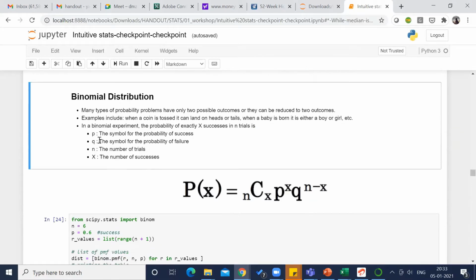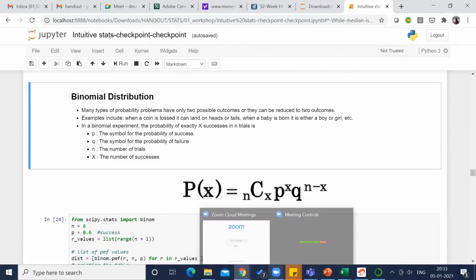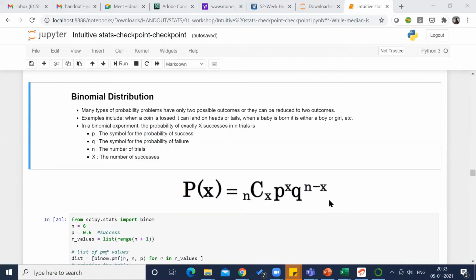So binomial distribution, the easiest way to understand is that any event which has only two outcomes. What does that mean? When an event only has two possible outcomes, that event is binary. So in a binary outcome event, the probability of one particular outcome is basically represented by a binomial distribution. Examples are when a coin is tossed.